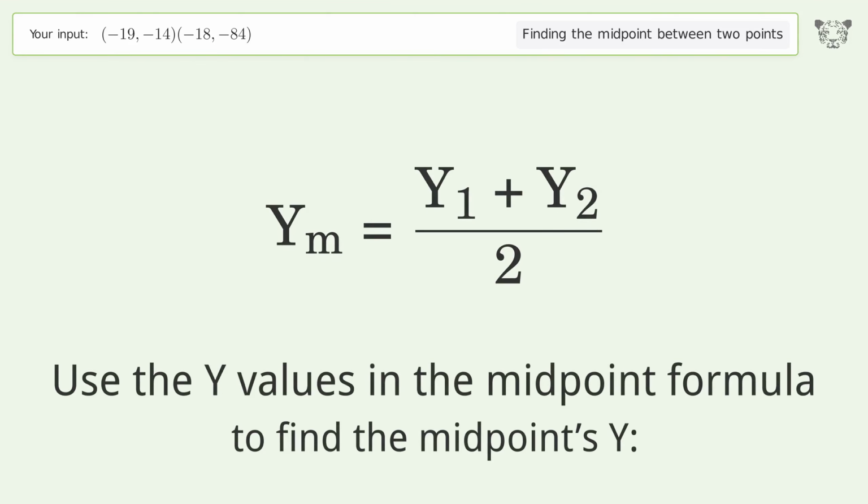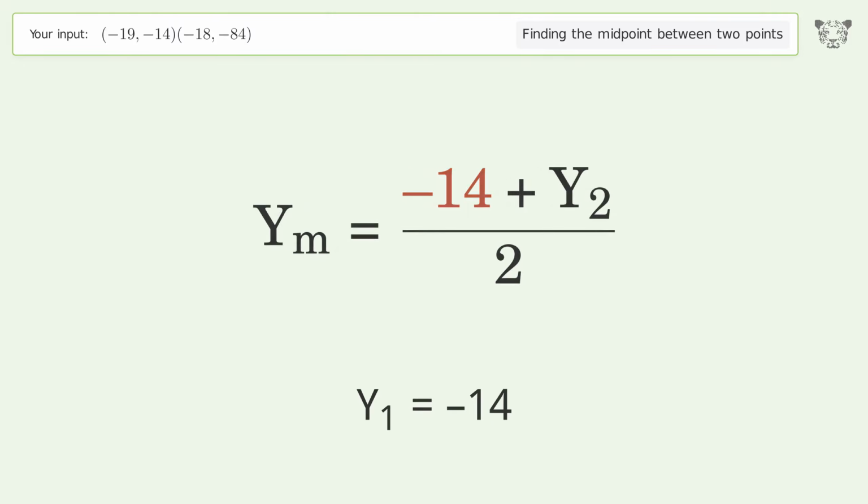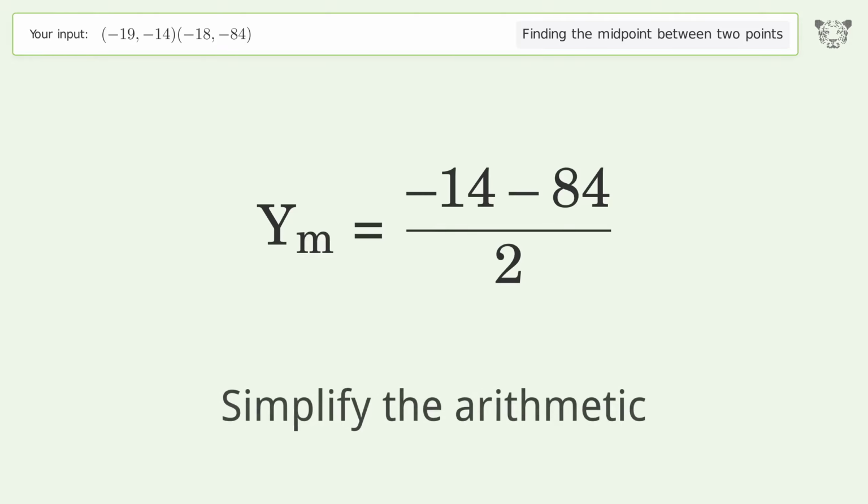Use the y values in the midpoint formula to find the midpoint's y. y1 equals negative 14. y2 equals negative 84. Simplify the arithmetic.